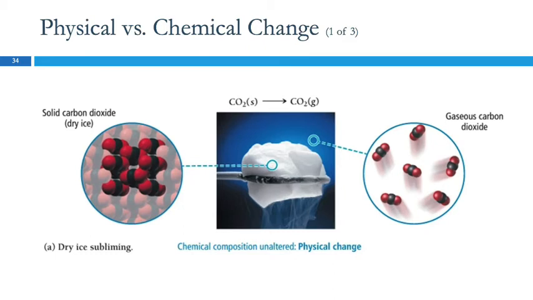Dry ice doesn't melt. It does what we call subliming. It goes straight from a solid to a gas, which is really kind of weird. But we see the same little molecules here and here. It's a physical change. Anytime we're changing state, melting, freezing, subliming, whatever, it's just going to be a physical change.